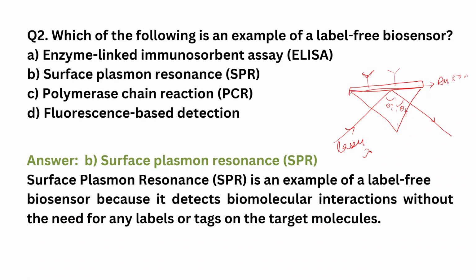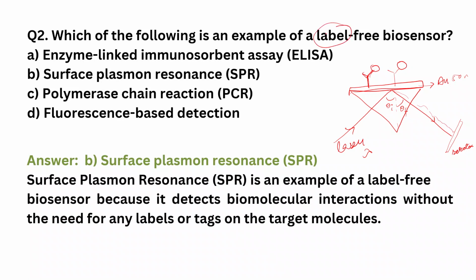So you can read about the concept. There is something called evanescent wave generation at the site of total internal reflection, and how it excites the surface plasmon resonance on the gold. This theta final you can monitor using a detector. And whenever an analyte comes and binds, there will be a further change, so you can monitor it.